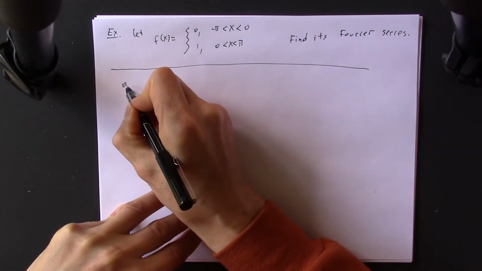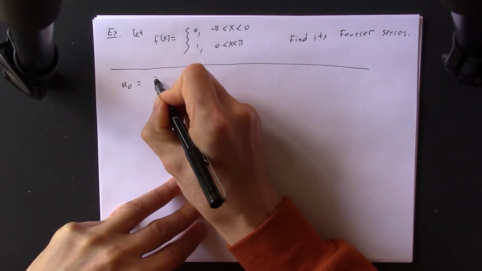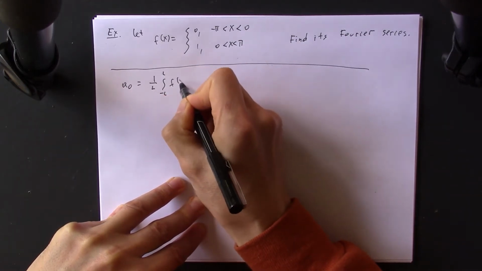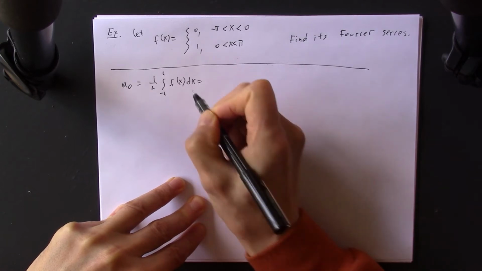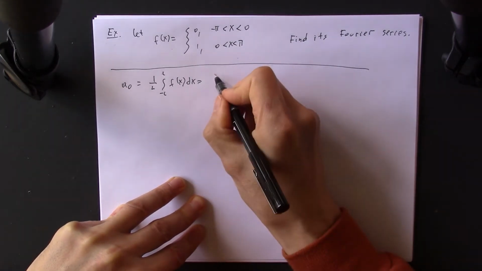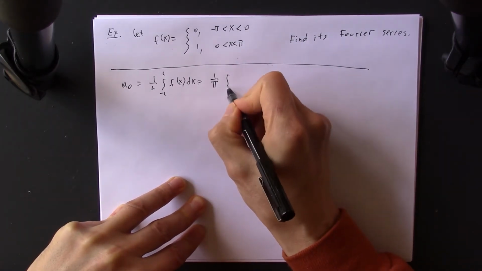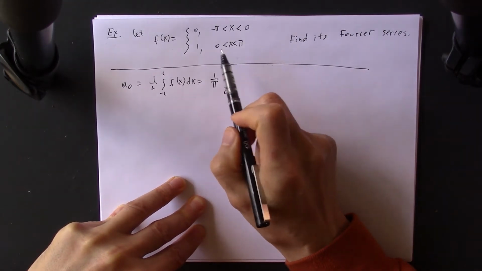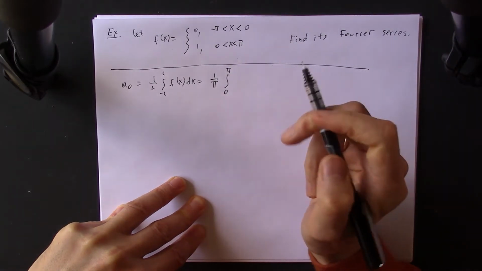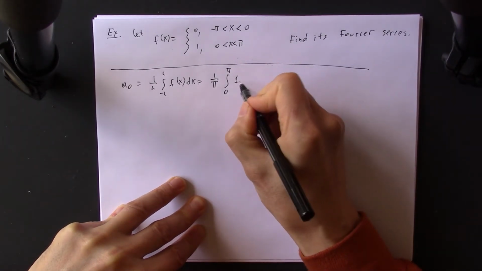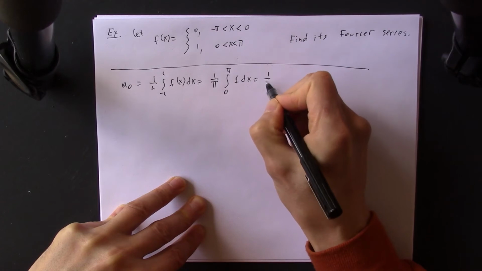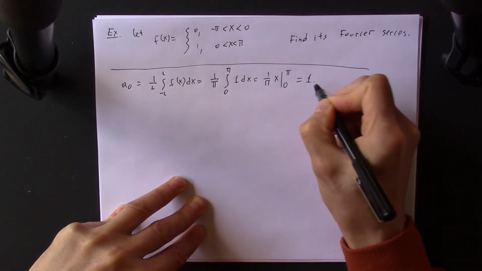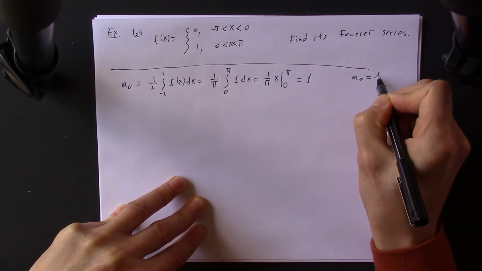Firstly, we're going to find a0. a0 equals 1 over L integral from negative L to L f of x dx. In our case, L equals to pi, so 1 over pi integral 0 to pi, because when x is less than 0, function equals to 0. 1 dx, so we're going to get 1 over pi x from 0 to pi, so final answer is 1. So we concluded that a0 equals to 1.